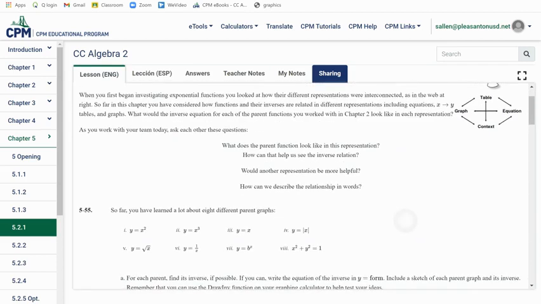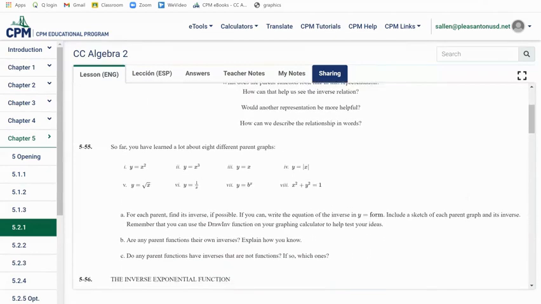So we're going to start off, our classwork assignment is going to be 55 through 58. So I'm going to walk you through the lesson. You'll need to push pause at various times to complete the independent work. So we'll start with question 55.